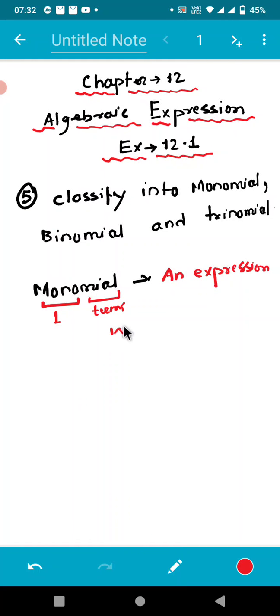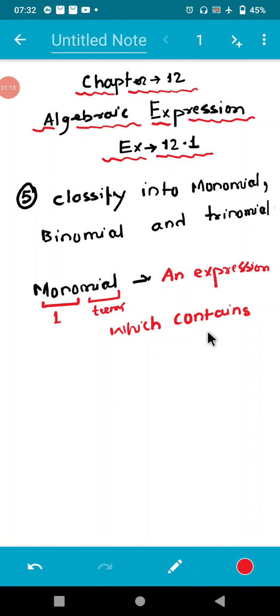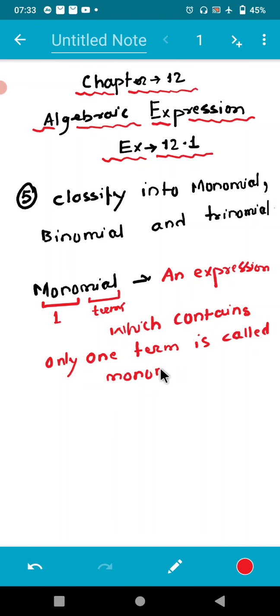which contains one term, or you can say, an expression which contains only one term is called monomial. It's called monomial. Okay, now let's move on to the second part, that is binomial.